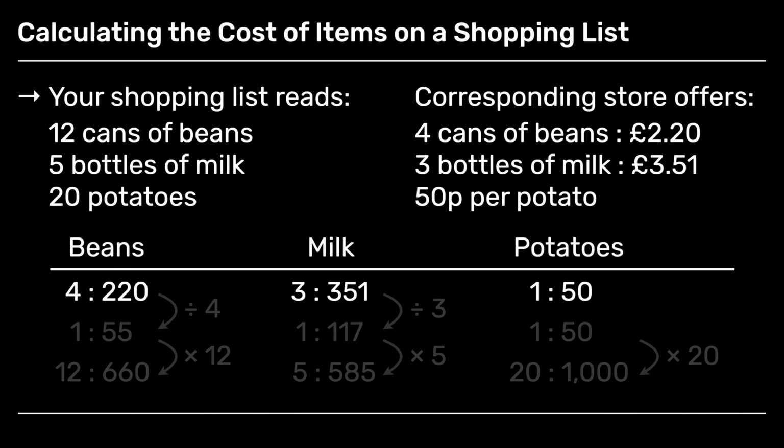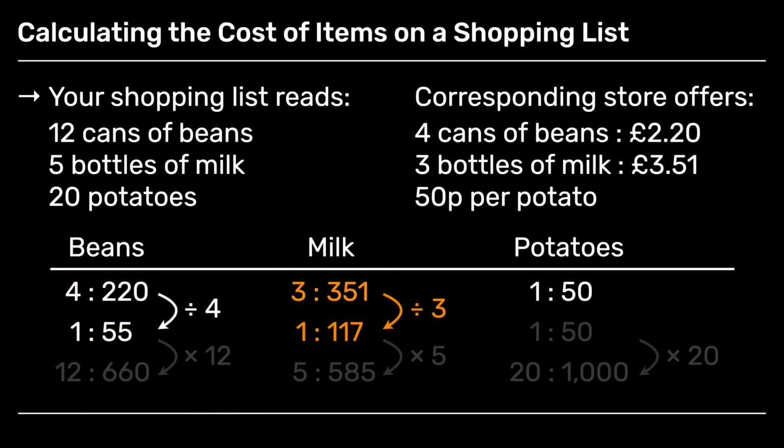Well, in all of these, I first turn my offers into ratios. So what I want to do now is get them all in terms of 1 to something, because if I can do that, then I can work out the total cost of each of the items. So 4 is proportional to 220. I divide both sides by 4, and so we get 1 to 55.